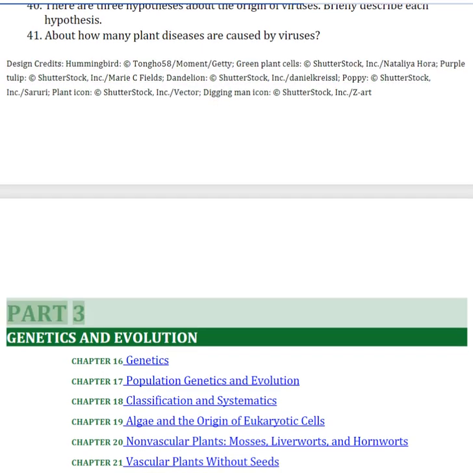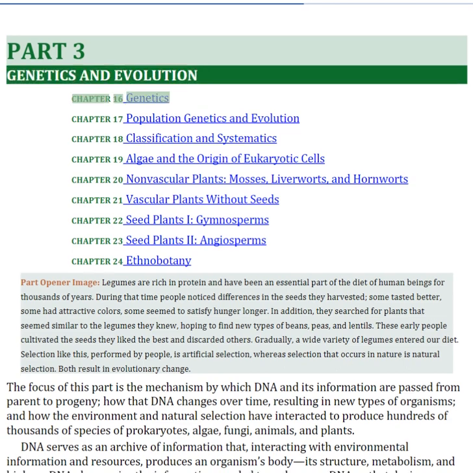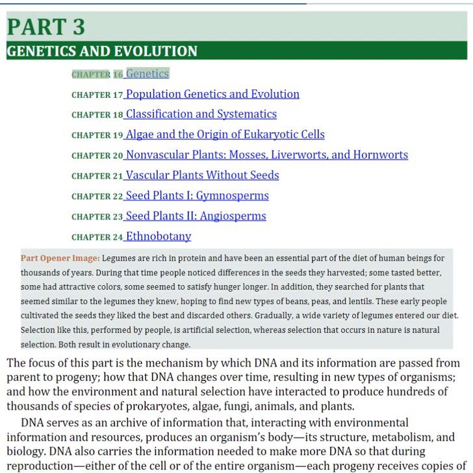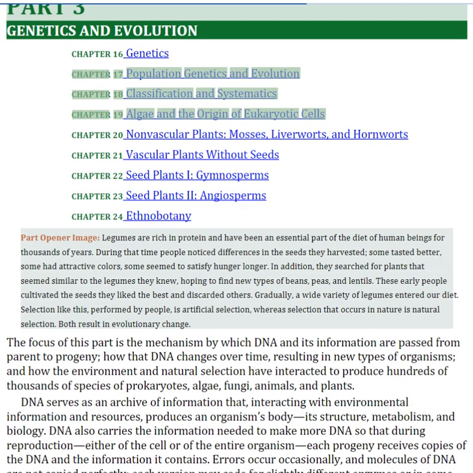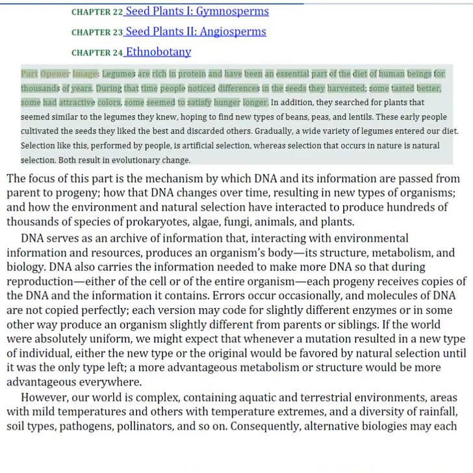Part 3. Genetics and Evolution. Chapter 16 Genetics. Chapter 17 Population Genetics and Evolution. Chapter 18 Classification and Systematics. Chapter 19 Algae and the Origin of Eukaryotic Cells. Chapter 20 Non-vascular plants: mosses, liverworts, and hornworts. Chapter 21 Vascular plants without seeds. Chapter 22 Seed plants I: Gymnosperms. Chapter 23 Seed plants II: Angiosperms. Chapter 24 Ethnobotany.